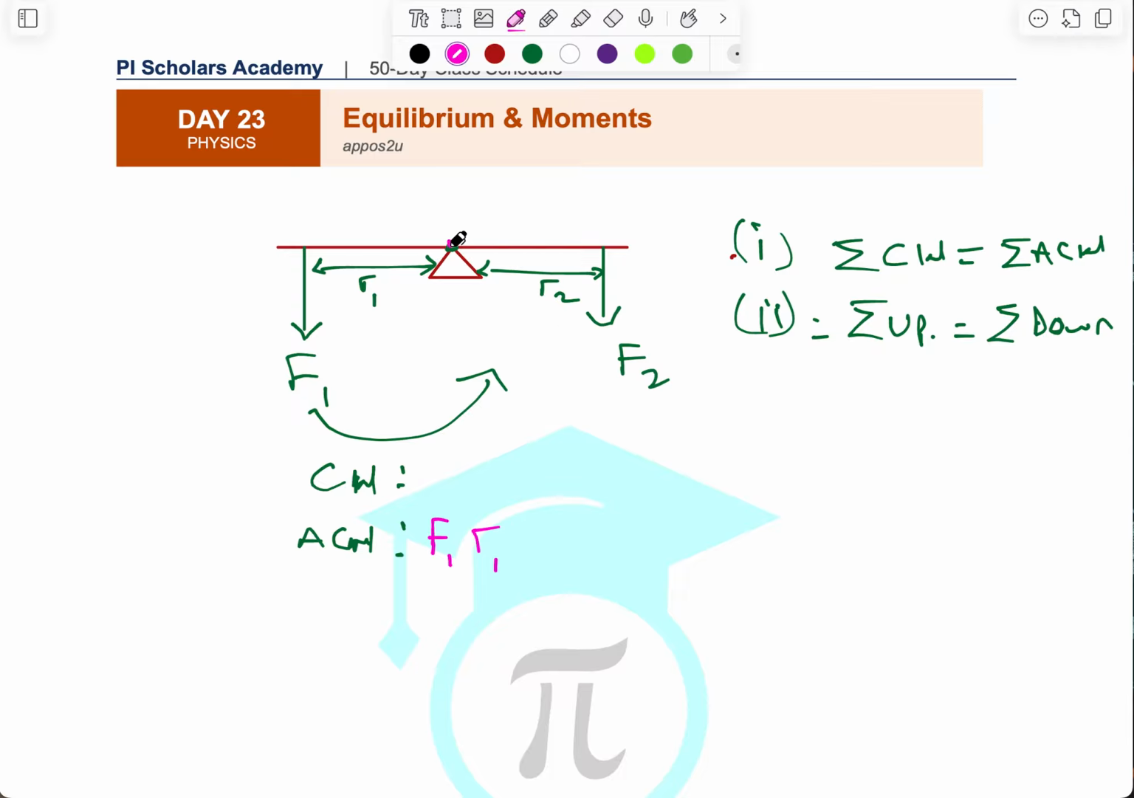Similarly, if you fix again and you decide to do for F2, you see that F2 is going to rotate in this direction. And what is that? It is clockwise. So you have F2 R2. And those are the only two forces that are there in the system. So based on the principle of moment, and because this system is in equilibrium, that implies that F1 R1 equals F2 R2. And that is the principle of moment for you being in equilibrium. However, this is a very simple one.